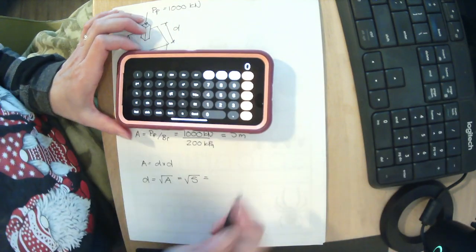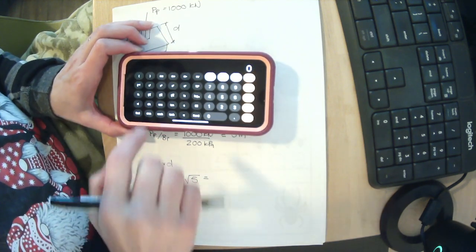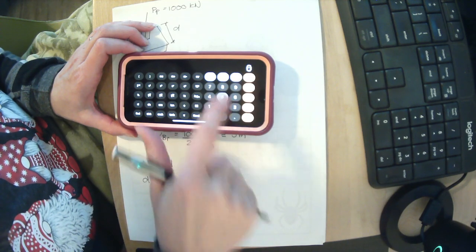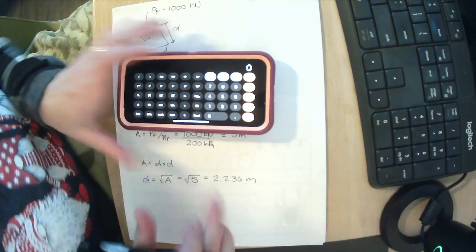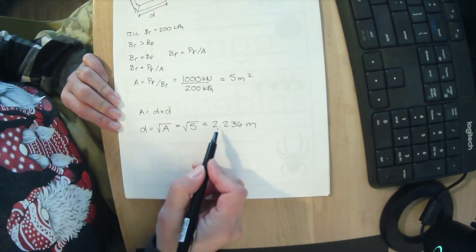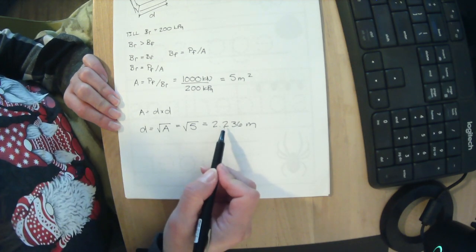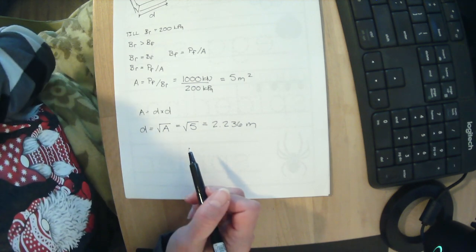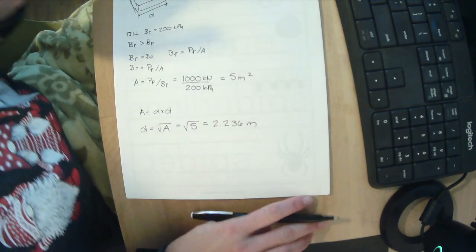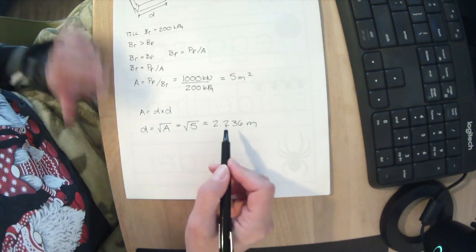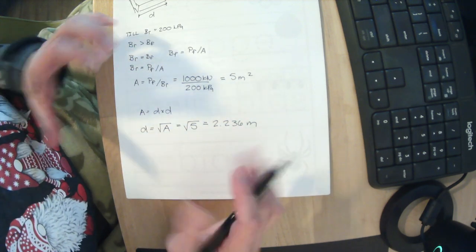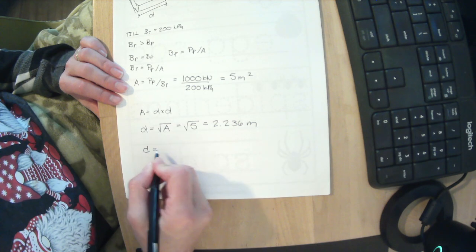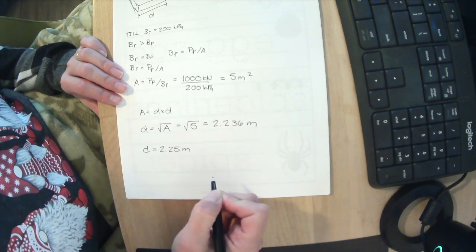The square root of 5 equals 2.236 meters. Great, we know that we need a footing that is 2.236 meters by 2.236 meters, except that when they're forming concrete, they usually tend to do it in 50 millimeter increments. We don't want it to be smaller than this dimension, or else we'd have a smaller footing than a 5 meter squared footing. So if we want to round this to a nice, even, buildable number, we'd round this up. So we'd use a D of 2.25 meters.